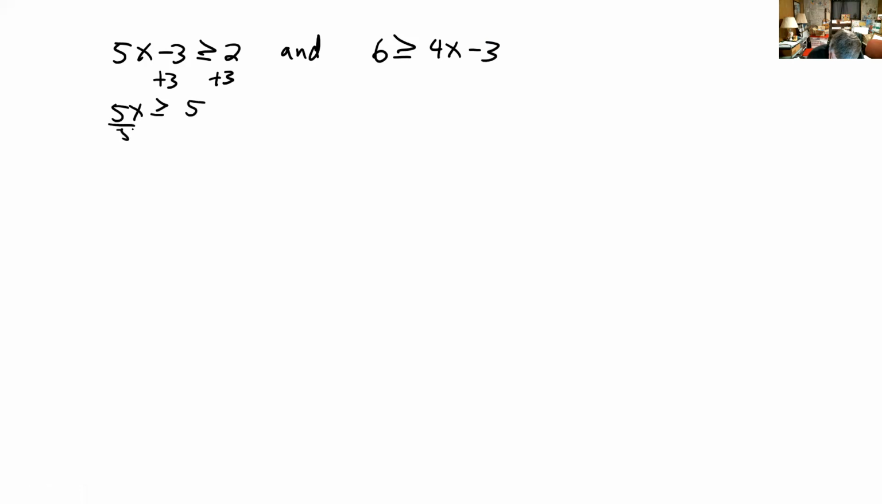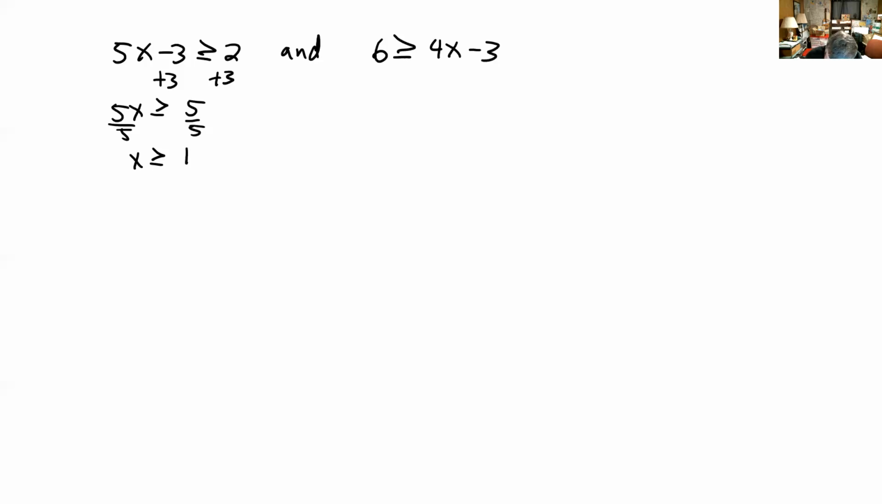We've got 5x minus 3 greater than or equal to 2, and 6 greater than or equal to 4x minus 3. So in this case, we need to solve each inequality, and I'm going to recommend that we solve them so that ultimately they have the variable on the left side of the statement. Okay, so the first one, I'm going to add 3 to both sides. 5x greater than or equal to 5, divide by 5, x greater than or equal to 1.